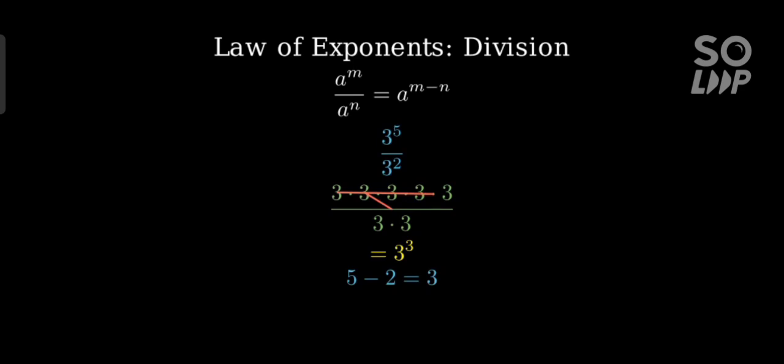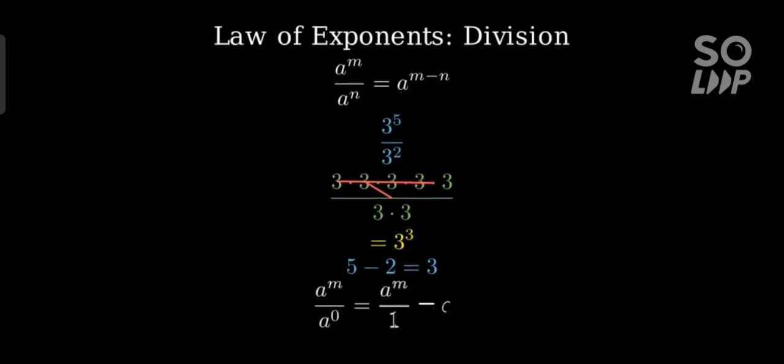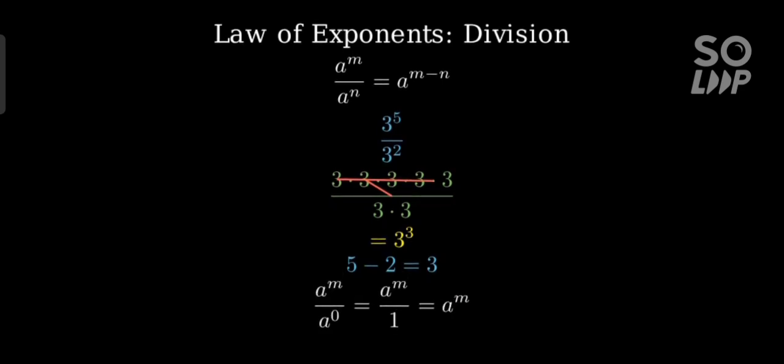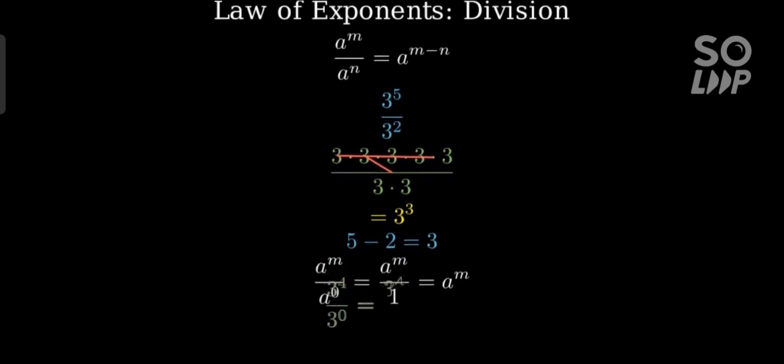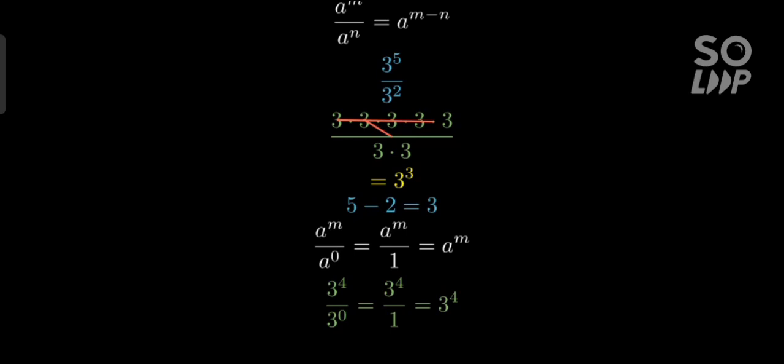Let's look at some special cases. First, what happens when we divide by a number to the 0 power? Remember, any number to the 0 power equals 1. For example, 3 to the 4th power divided by 3 to the 0 power is just 3 to the 4th power, since we're dividing by 1.